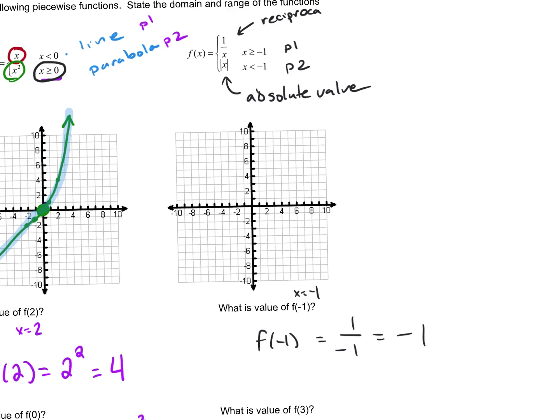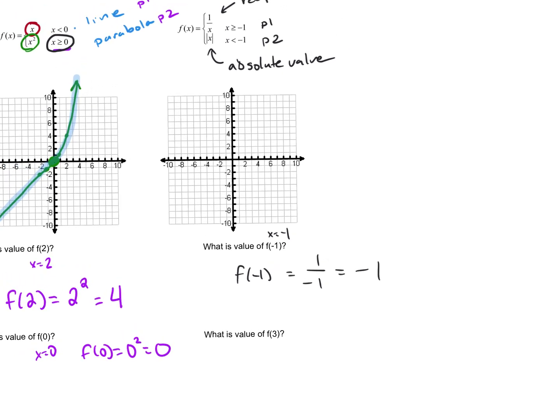The other function value I'm looking for is f of 3. So f of 3 is going to be, obviously, 3 is definitely greater than or equal to -1, so that's also going to be in piece 1. So f of 3 is also in piece 1 because 3 is bigger than -1. So it'd just be 1/3. If I wanted one for piece 2, I could do like f of -2. F of -2, because -2 is less than -1, so that would just be the absolute value of -2, which is 2.